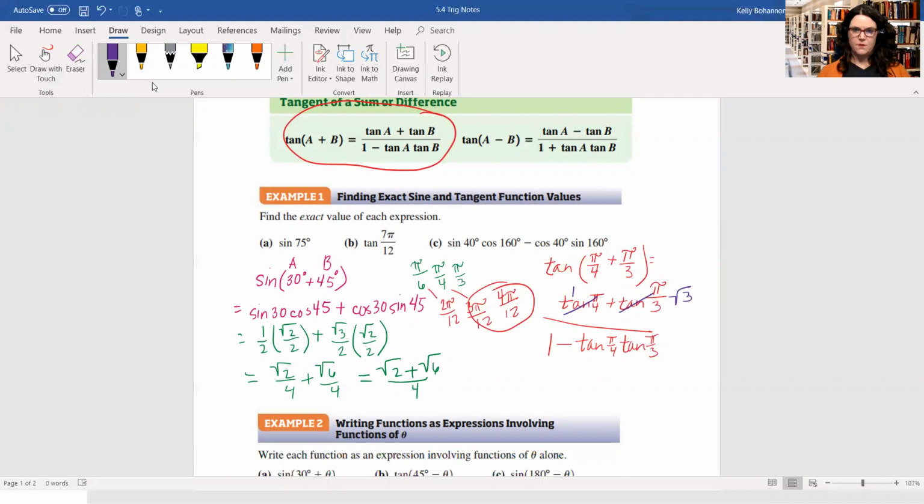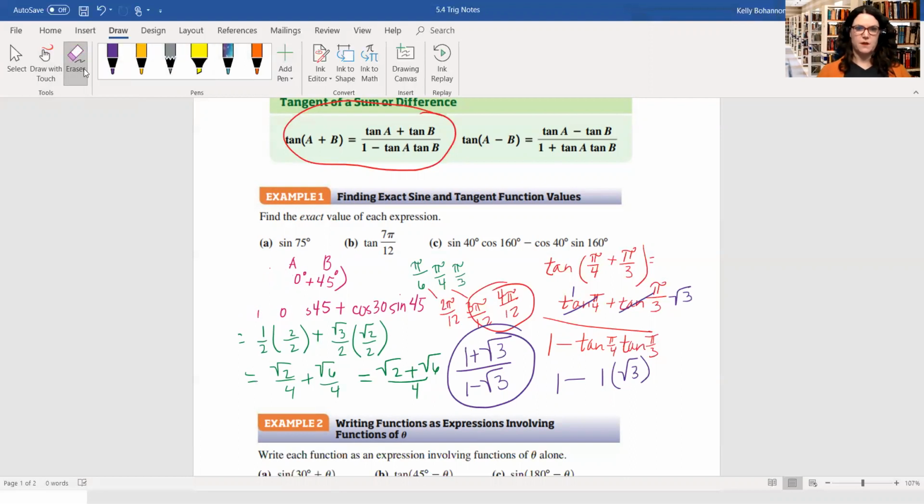And then I got 1 minus 1 times square root 3, which gives me 1 over square root 3. I'm sorry, 1 plus square root 3 over 1 minus square root 3. Now, technically, we can't leave it like this because it needs to be rationalized. So before I rationalize, let me erase some of this so I can use this area.